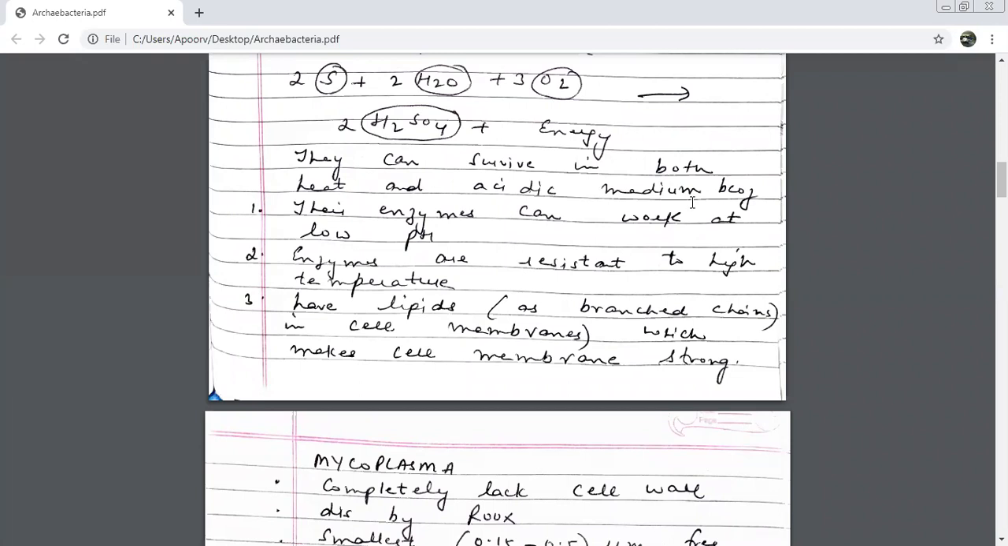Because of the presence of a chemical. What is that chemical? Bacteriorhodopsin. What is so special about that pigment? Which kind of a pigment is it? Photoreceptor. Yes, beta, it is a photoreceptor pigment. So we have done Eubacteria, we have done Archaebacteria.